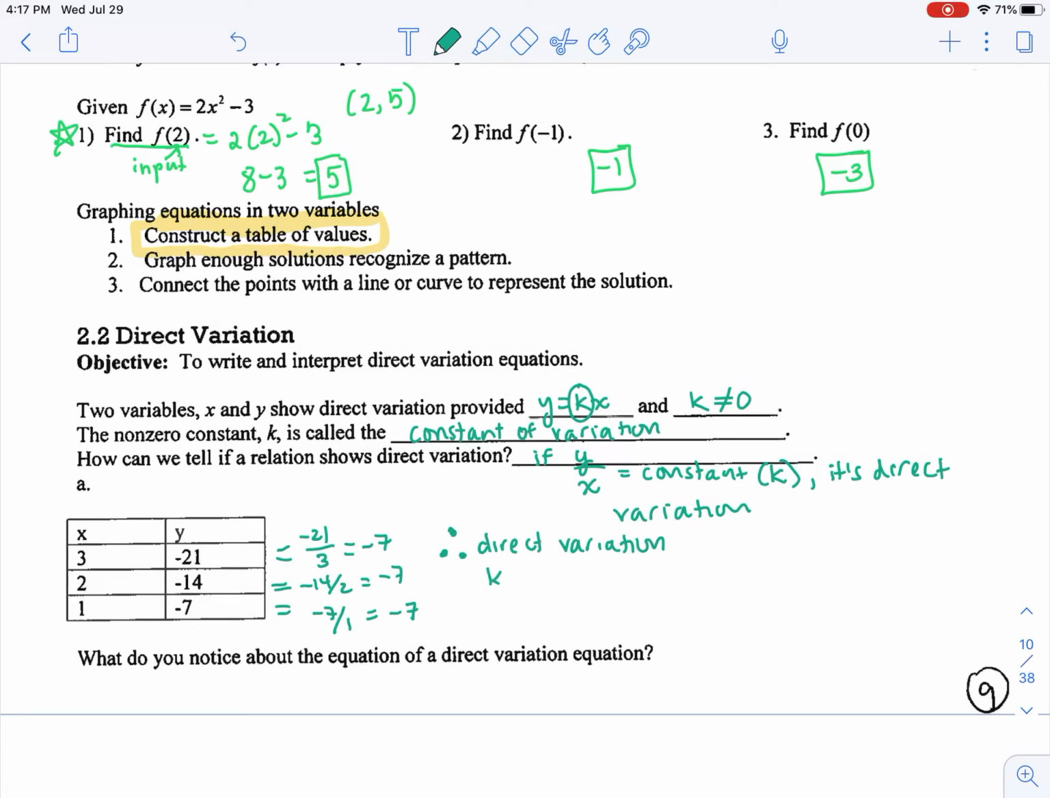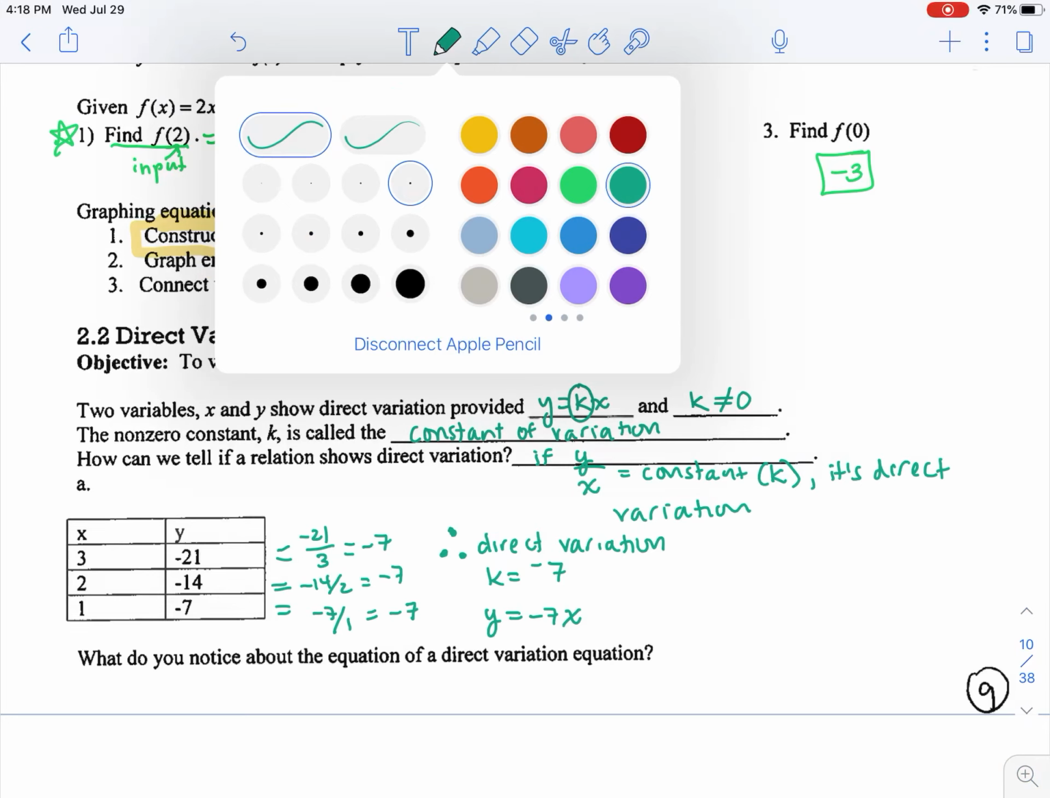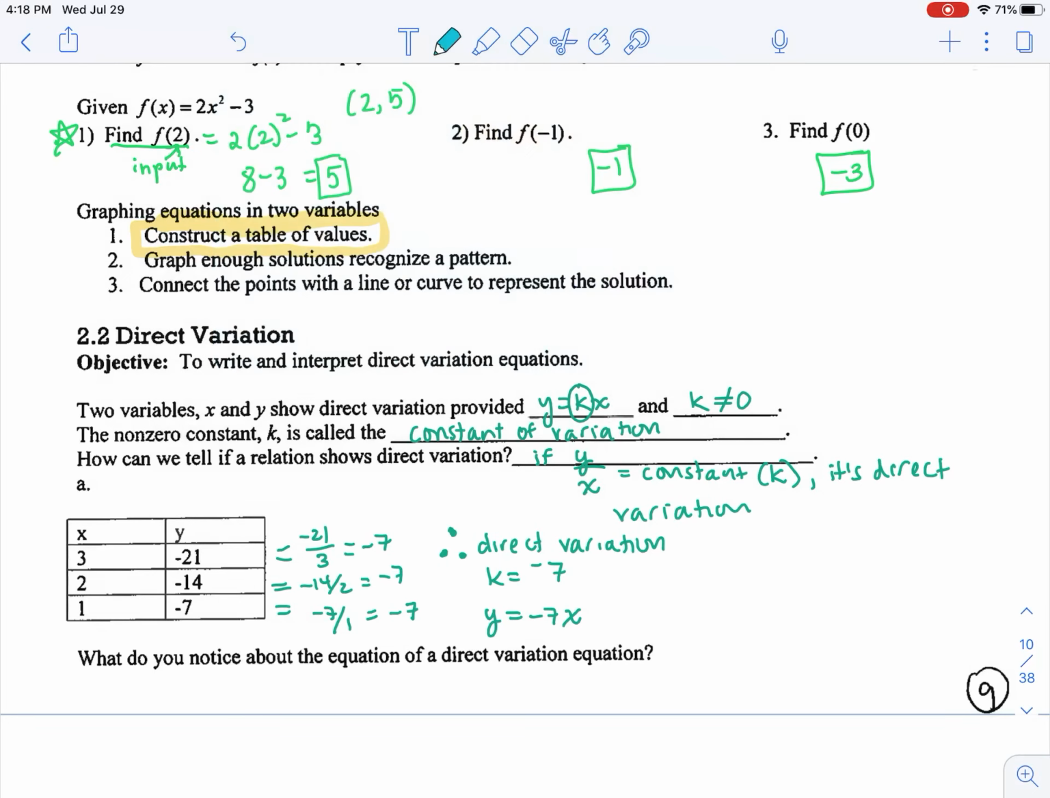And they might ask you to find the constant of variation, which we just did. The constant of variation is -7. And then further, they would ask, what is the equation for this direct variation? We would then take the -7 and put it in front of our x, as you see it in the original equation. So y equals -7x. Let's do one more example. I'll switch to color so you know that this is the start of the next example.